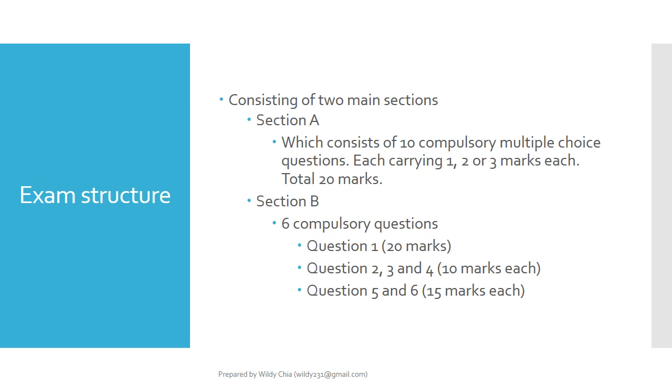Basically, two sections that you need to complete, all compulsory questions. Section A comprises of 10 compulsory MCQs, each carrying 1, 2, or 3 marks each, totaling 20 marks in all. Section B gives you 6 compulsory questions. Question 1, 20 marks. Question 2, 3, and 4 gives you 10 marks each. Question 5 and 6 gives you 15 marks each. Again, this was taken from the ACCA study guide, exactly the same. And interestingly, this has remained the same since the year 2015, when I used to teach this.